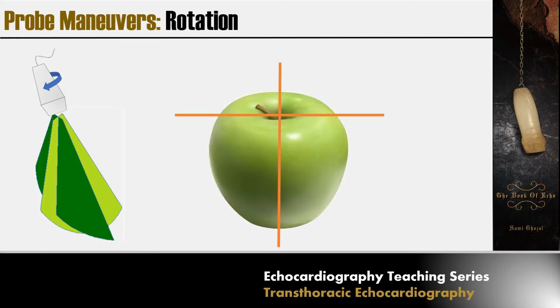The last maneuver is rotation, and rotation is simply you rotate the probe along its long axis here, and as well you are going to rotate the beam. So you can image in one plane, and by rotating like 90 degrees you can image in the orthogonal plane.